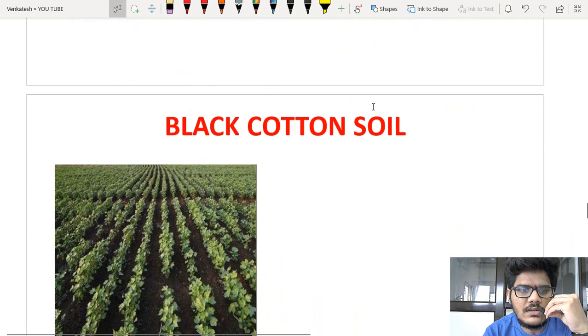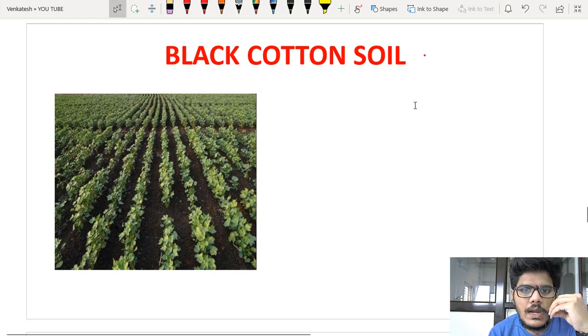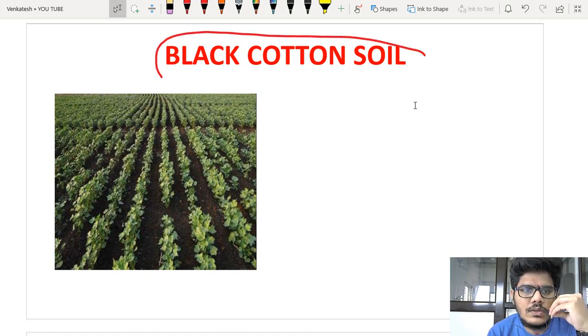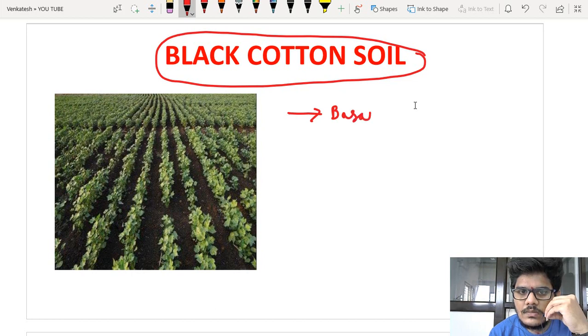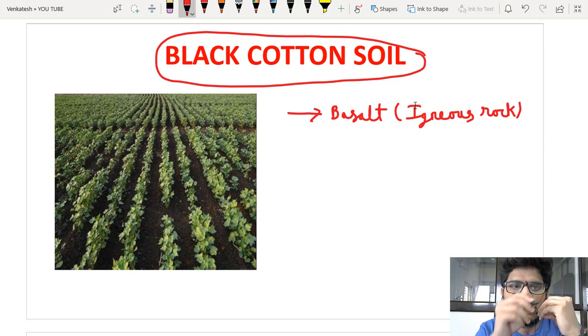And coming to the next type of soil, this is black cotton soil. This black cotton soil is also having high percentage of the mineral montmorillonite. So in this soil also having high swelling as well as shrinkage properties, but its parent rock is basalt. So this is from igneous rock. Then why it is called as a black cotton soil?